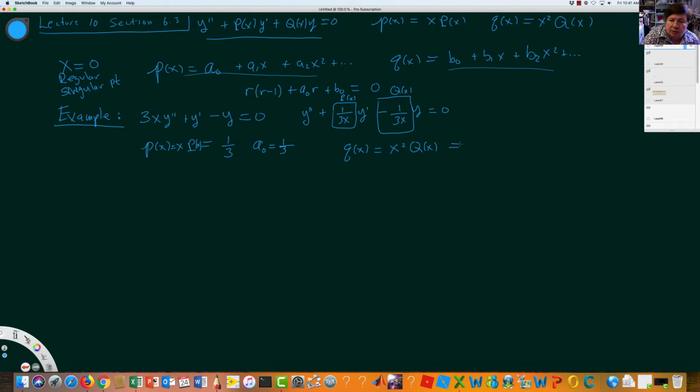Okay, so let's do that, x squared big Q of x. So big Q of x is minus 1 over 3x. So x squared times that is just going to be minus x over 3. Notice up here that means that this term is b1, so b1 is minus 1/3. And notice that b1 does not come into the indicial equation. Sorry, it's a little messy up there, isn't it? See if I can box that. This is the indicial equation.